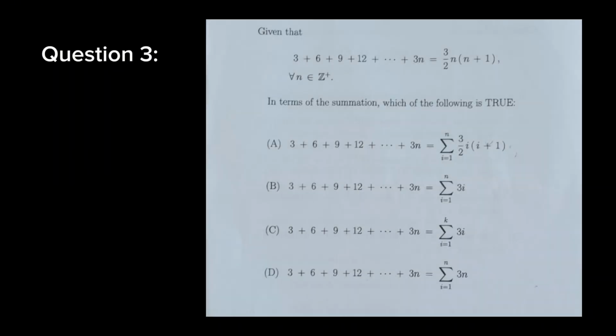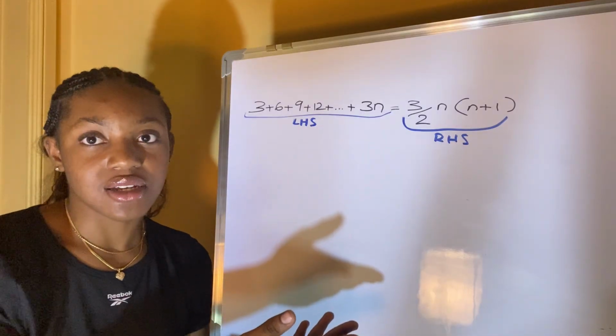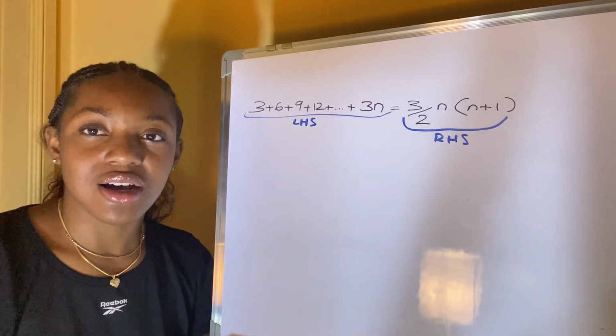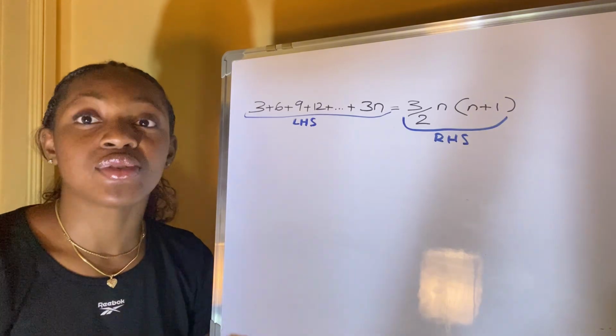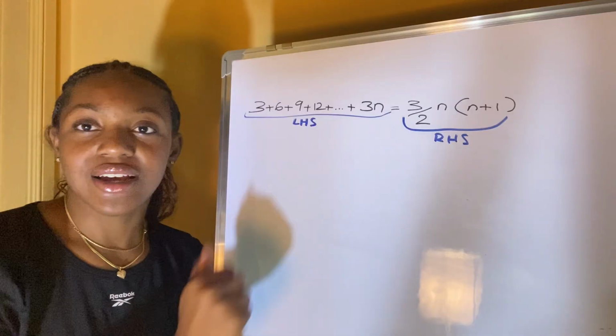Question 3. 3 plus 6 plus 9 plus 12 plus ... plus 3n is equal to 3 over 2 n times in brackets n plus 1, where every n is a part of the set of positive integers. In terms of summation, which of the following is true? So this is our statement. We have the left hand side and the right hand side. And this question is basically asking us to rewrite our left hand side in terms of sigma notation, also known as summation. And that's what we're going to do.